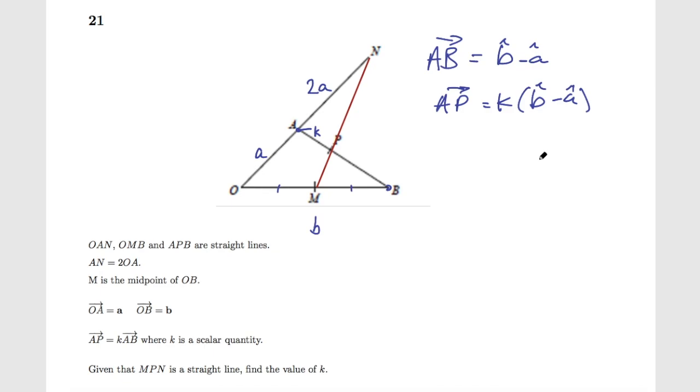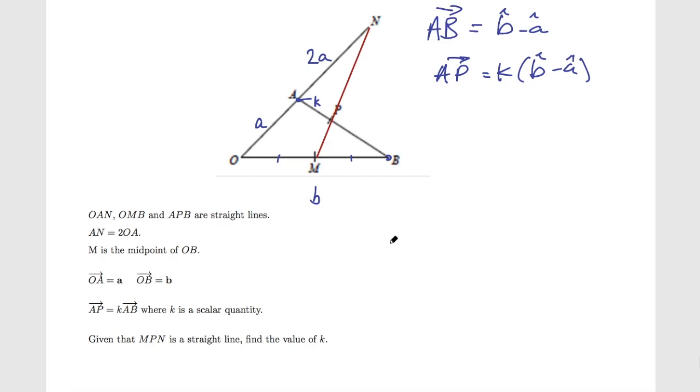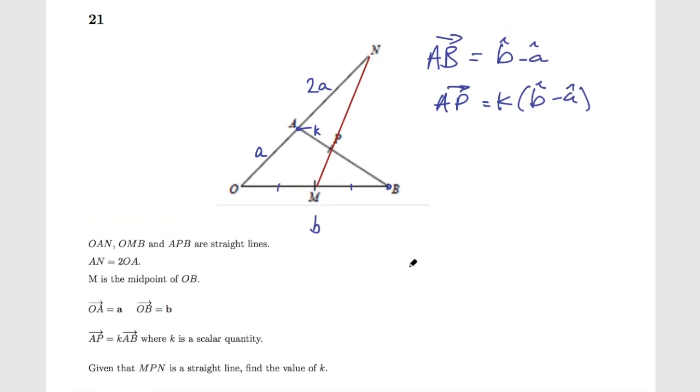What else can we do? Well, we're told the other clue in the question is that MPN is a straight line. The thing we know about vectors is that vectors have a size and a direction. So let's say we have some vector x, and we know the size and the direction of x, and we're given some other vector, and we're told it's in the same direction.